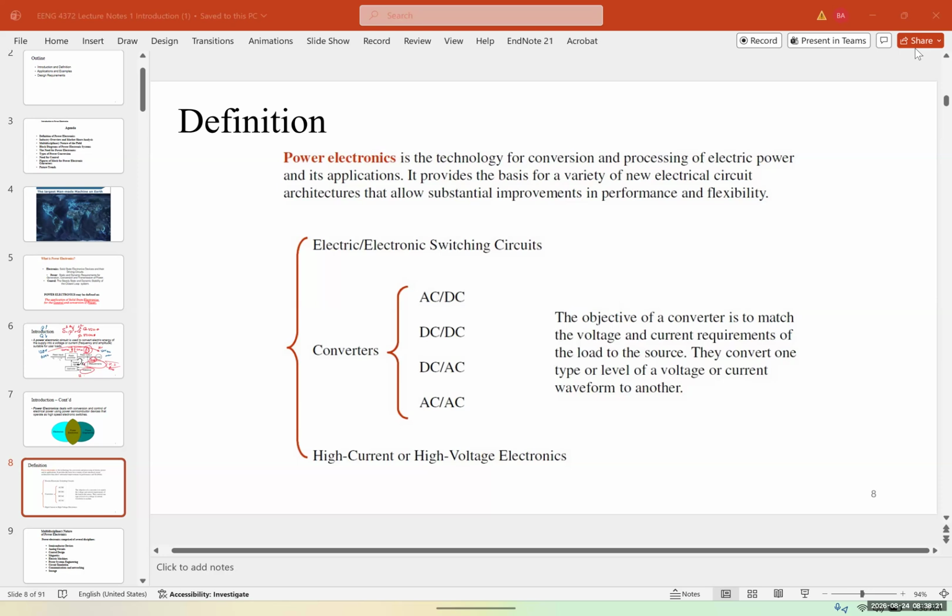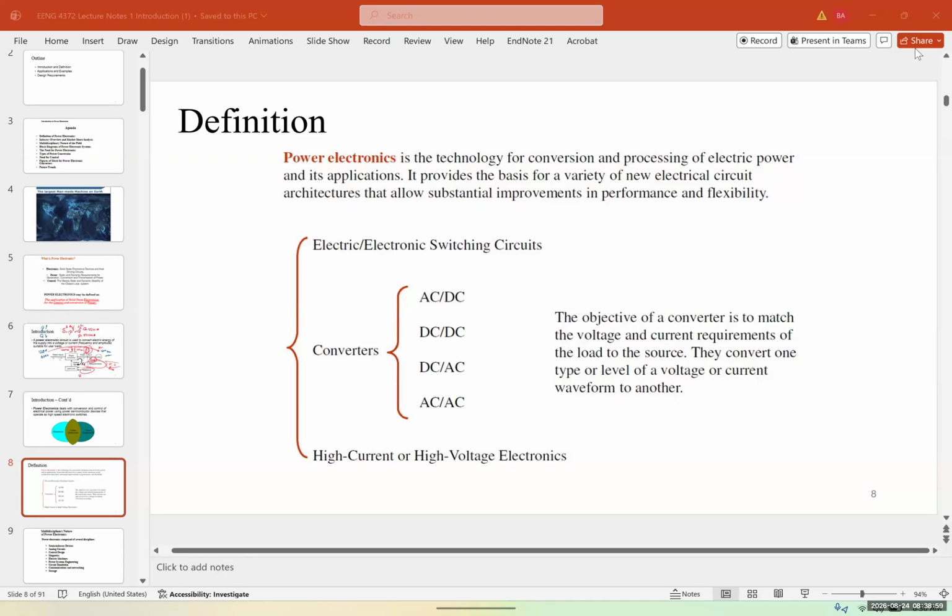And you can see here we have electronic switching circuits, which could be normal circuits with diodes or transistors and so on, like a MOSFET transistor that is simply used to turn a switch on and off, like on a light or a sensor. And then we have converters. Again, as we mentioned, we can have AC or DC input and AC or DC output. So we have four possible converters: AC to DC, DC to AC, DC to DC, and AC to AC.